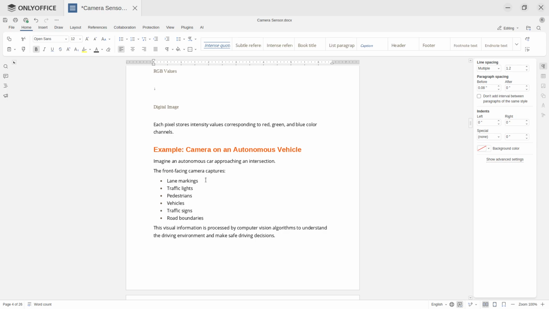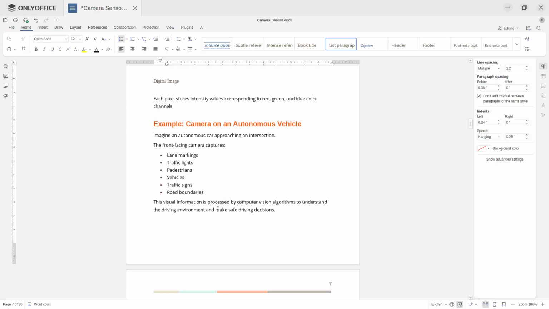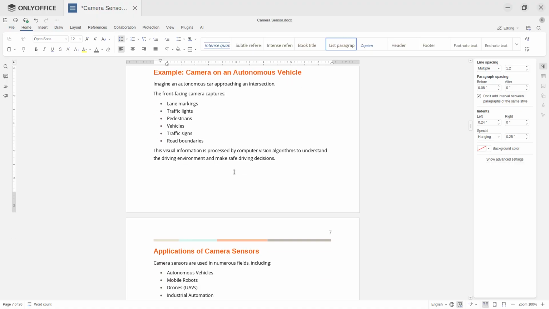The front facing camera captures lane markings, traffic lights, pedestrians, vehicles, traffic signs, road boundaries. The visual information is processed by computer vision algorithms to understand the driving environment and make safe driving decisions.